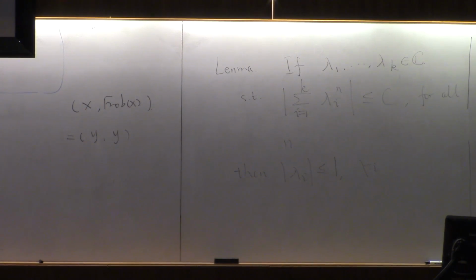And then you just apply this lemma to alpha 1 divided by square root q, alpha 2 divided by square root q, up to alpha 2g divided by square root q. Then you get the proof of the Riemann hypothesis.